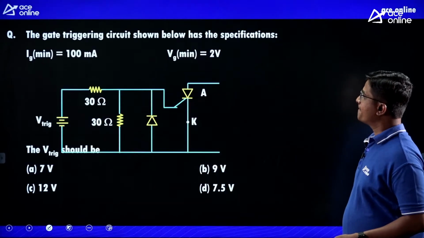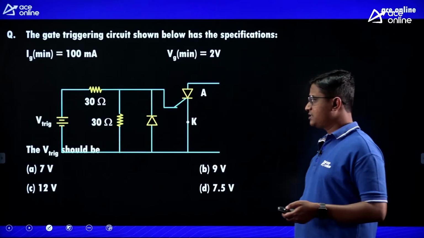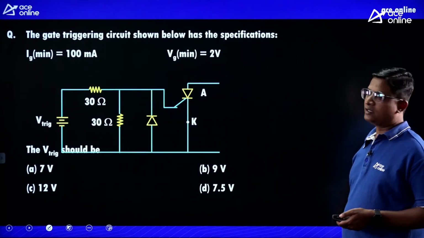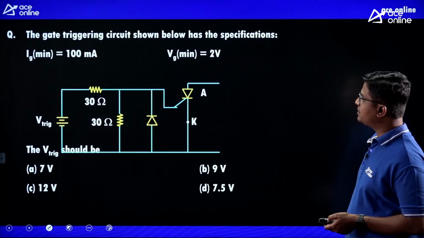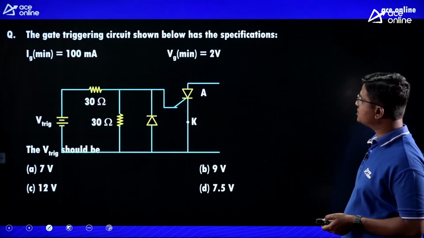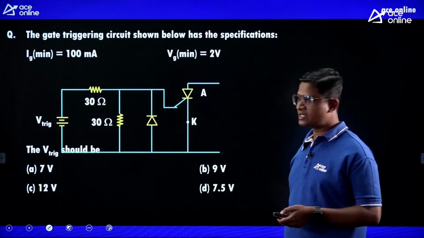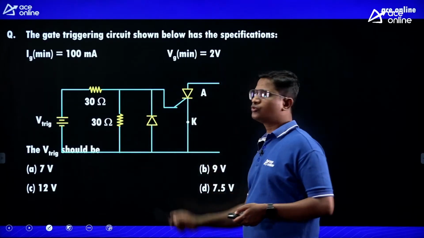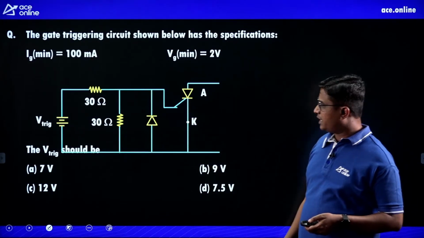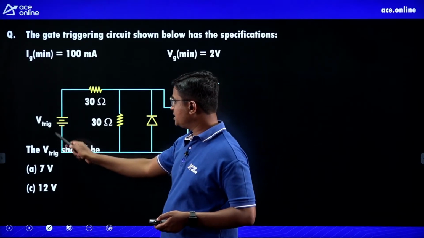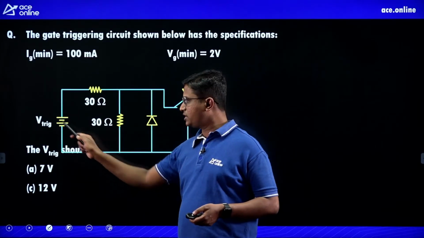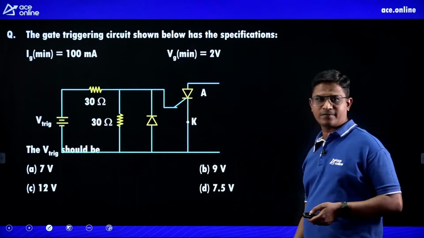Next, let us discuss some questions. The gate triggering circuit shown below has the specifications IG min is 100 milliampere and VG min is 2 volt. Then they are asking for this voltage V trig, and for this voltage they have given 4 options here.